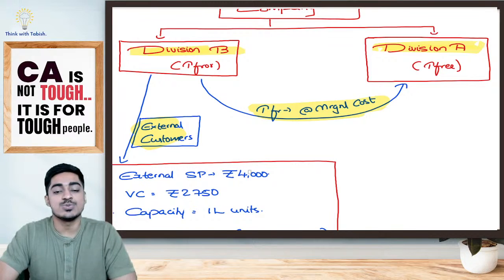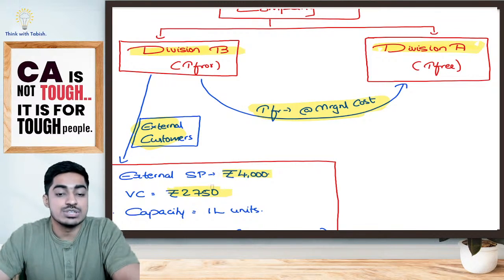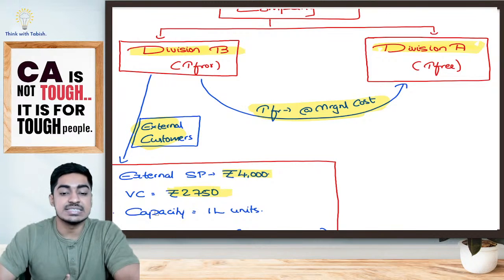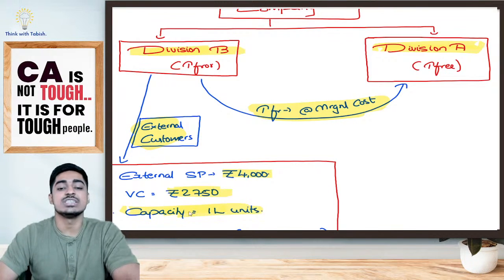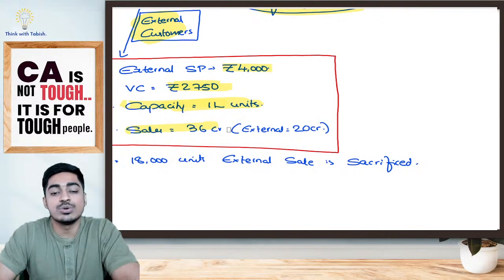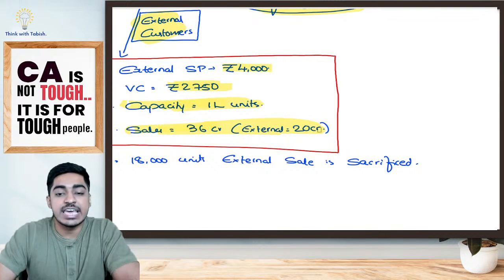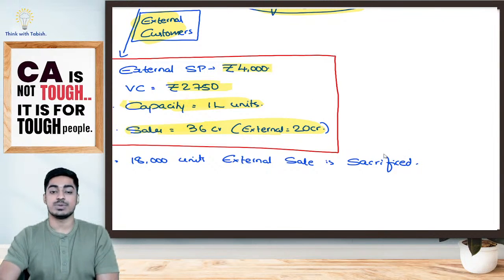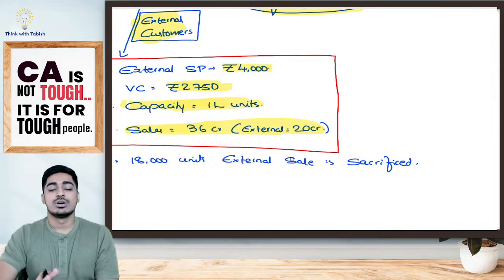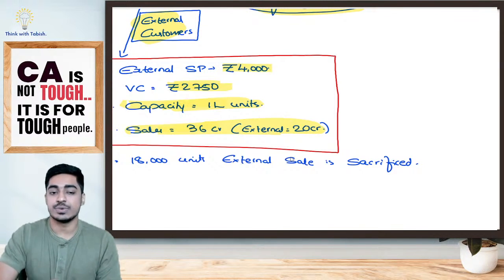What is the price at which we sell to external customers? 4,000 rupees. How much is the variable cost? 2,750. On every transfer, I am earning 1,250 contribution. What is my total capacity? 1 lakh units is my total capacity. And actual sales is given. Totally I have made a sale of 36 crore, out of which my external sale is 20 crore.